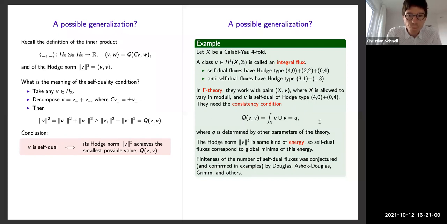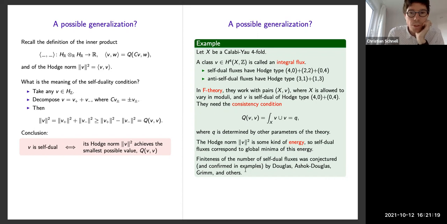In particular, there are some papers from 20 years ago, by Ashok and Douglas, where they started predicting that the set of these self-dual fluxes that come up should always be finite. They checked various examples, and it was true in various examples.